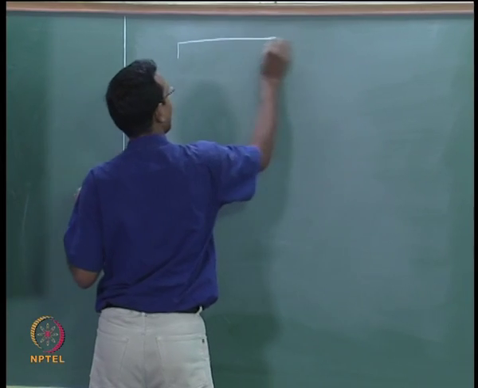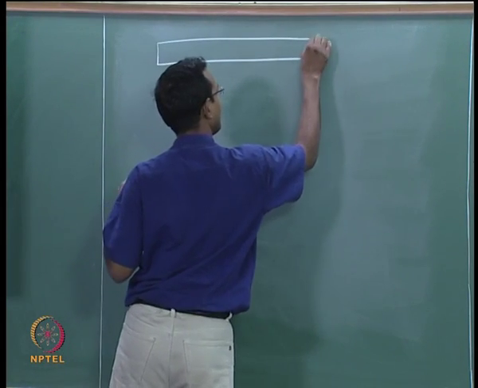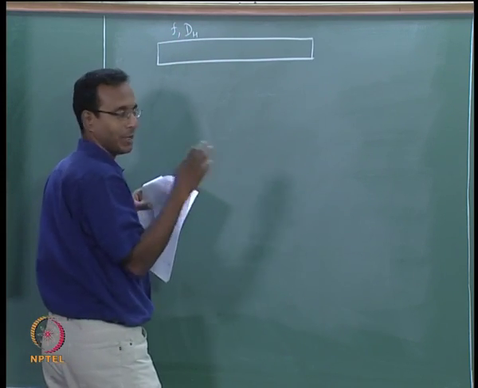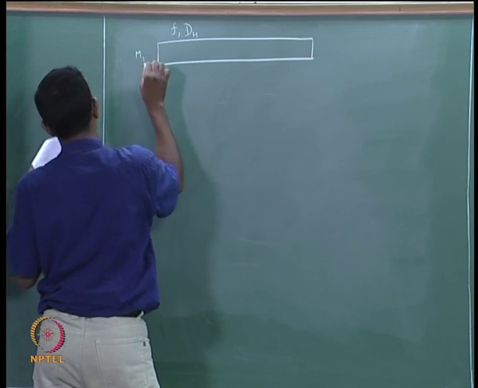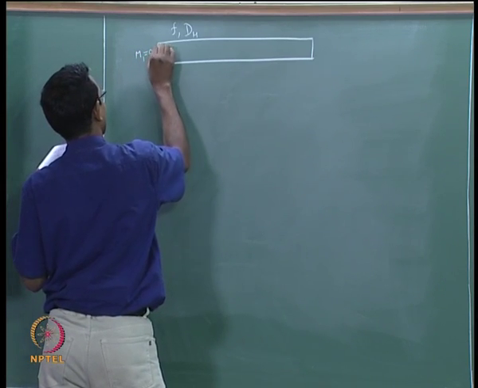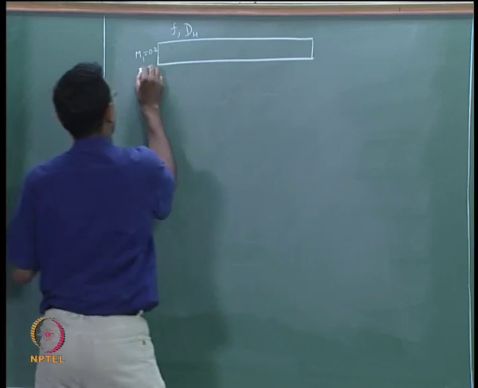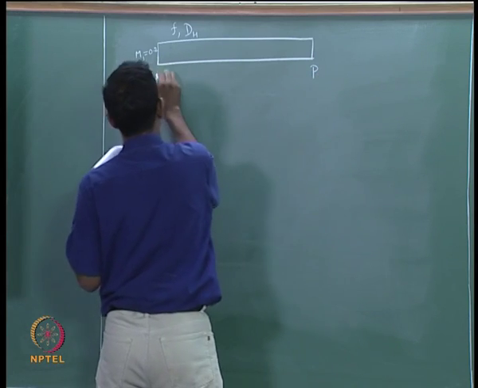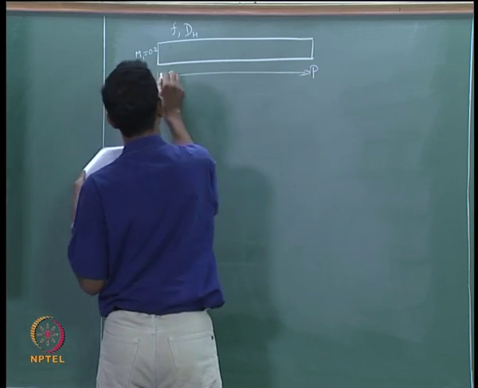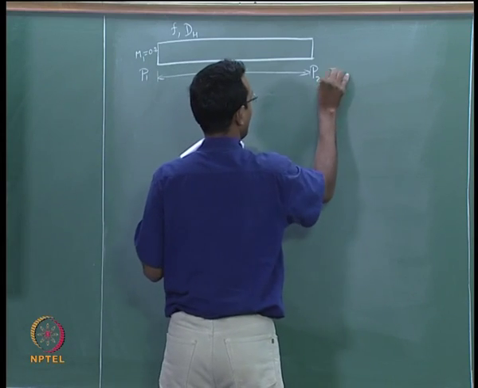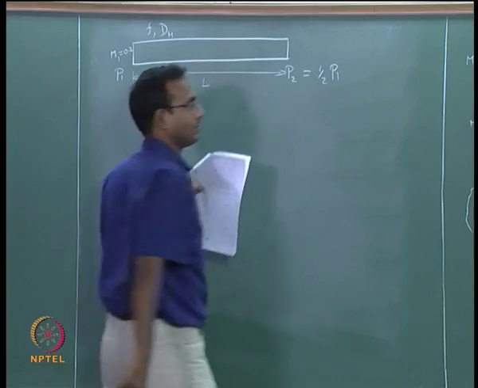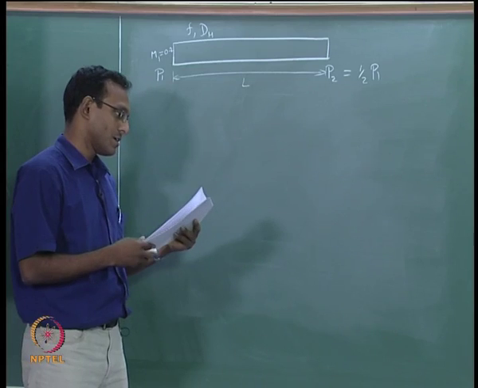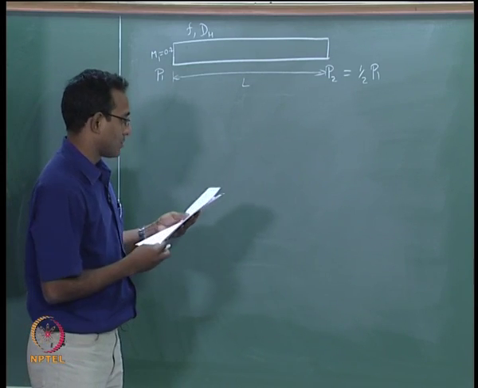I am going to say I am having a duct, AF and DH are given for my tube. I am going to say there is some M1, let us say it is again 0.2, and I am given some P1. I want to know what should be the length L such that P2 equal to half of P1. This is the problem I want to solve. Okay. So, how will I approach the problem? It is not very difficult.